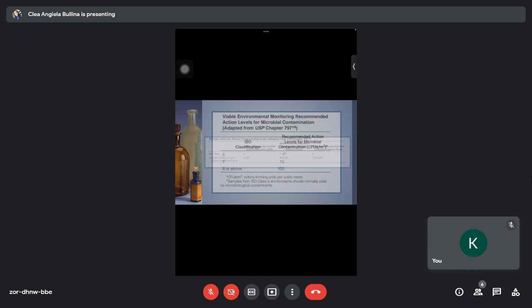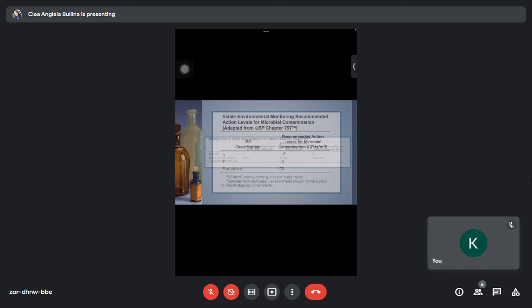So our recommended action level for microbial contamination is 1. Okay, so we have a legend there. So the 1 means samples from an ISO Class 5 environment should normally yield no microbiological contaminants, because 1 should be the maximum. Okay? So ideally, 0. But 1 is still accepted, because an ISO Class 5 environment should normally yield no microbiological contaminants.